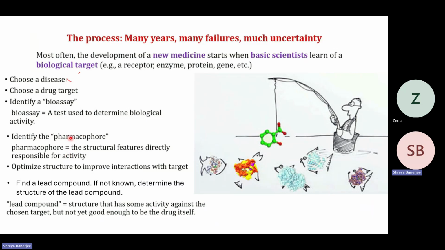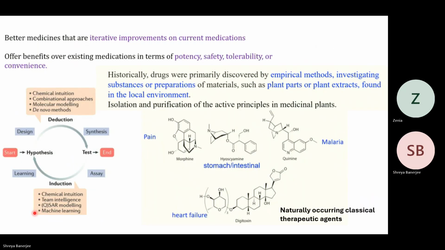Then we can synthesize a lot of possible ligands having those structural features. Then the structure of the drug is optimized to improve interactions with the target protein, and we find a lead compound. A lead compound is a structure that has some activity against the chosen target, but is not good enough to be the drug itself. So once the lead compound is found, it can be optimized further and further till we reach the final drug. This is the basic process of any drug discovery.